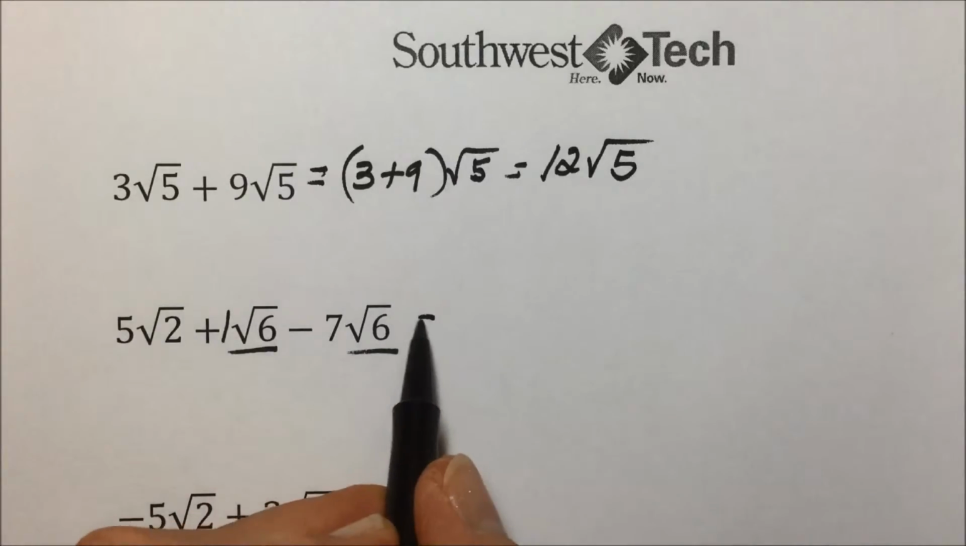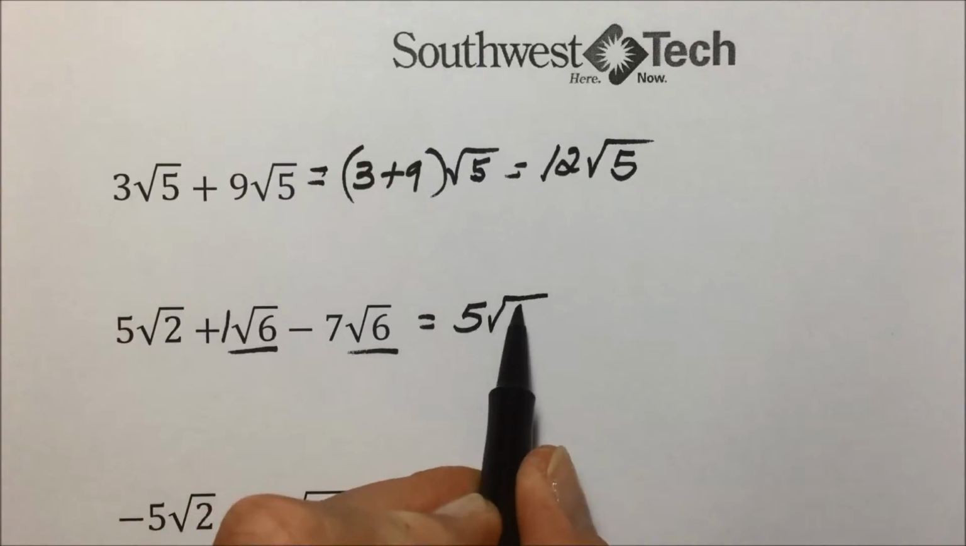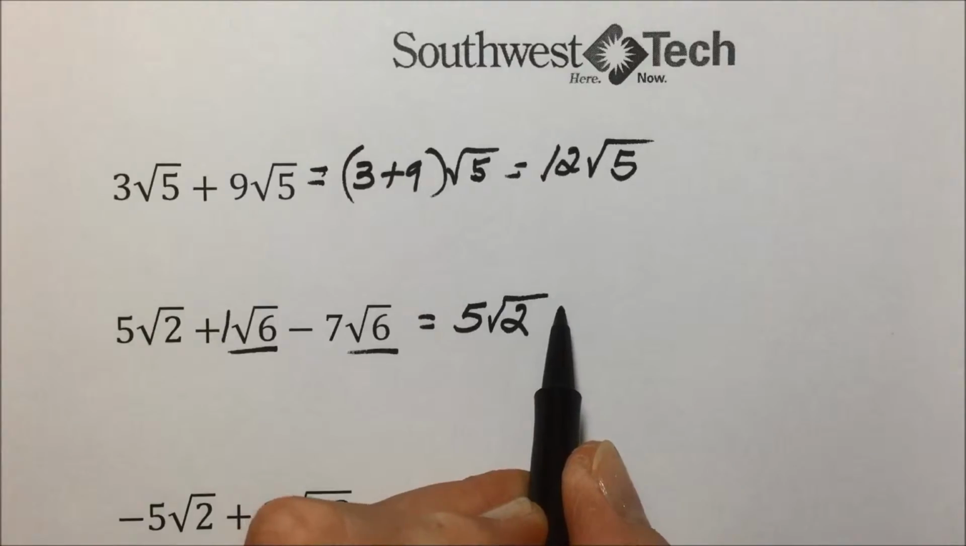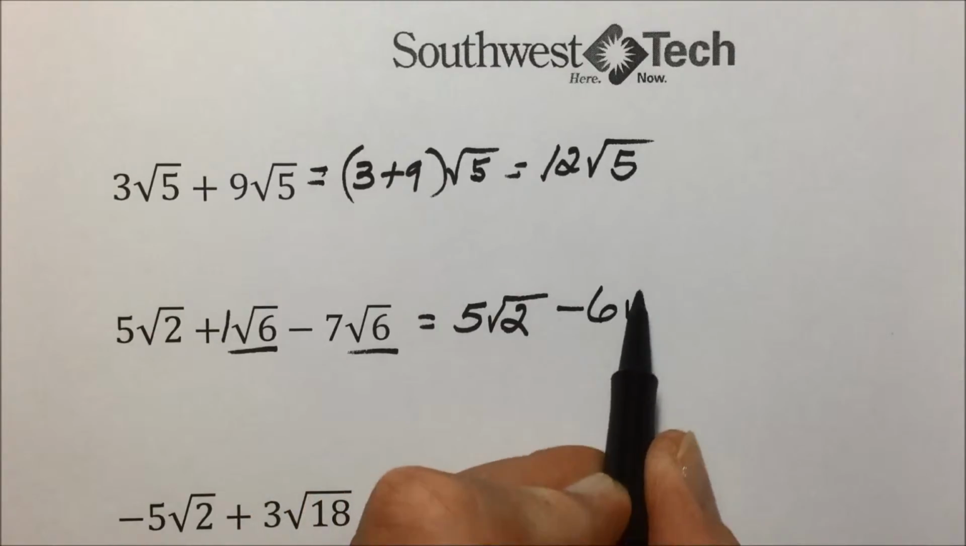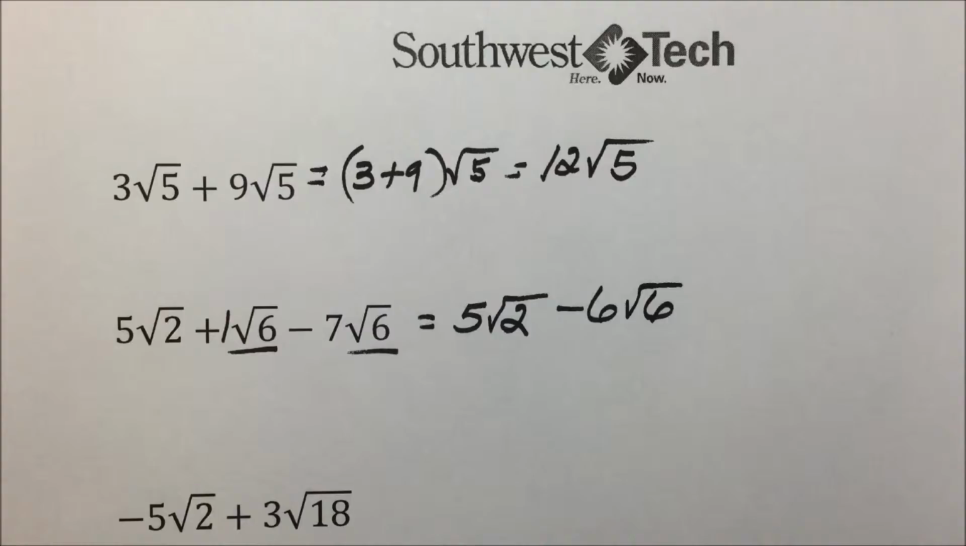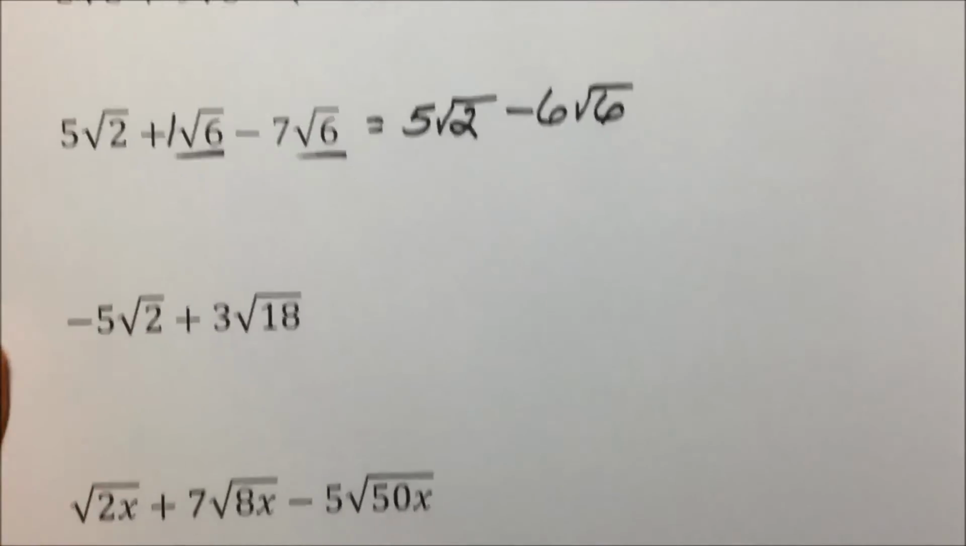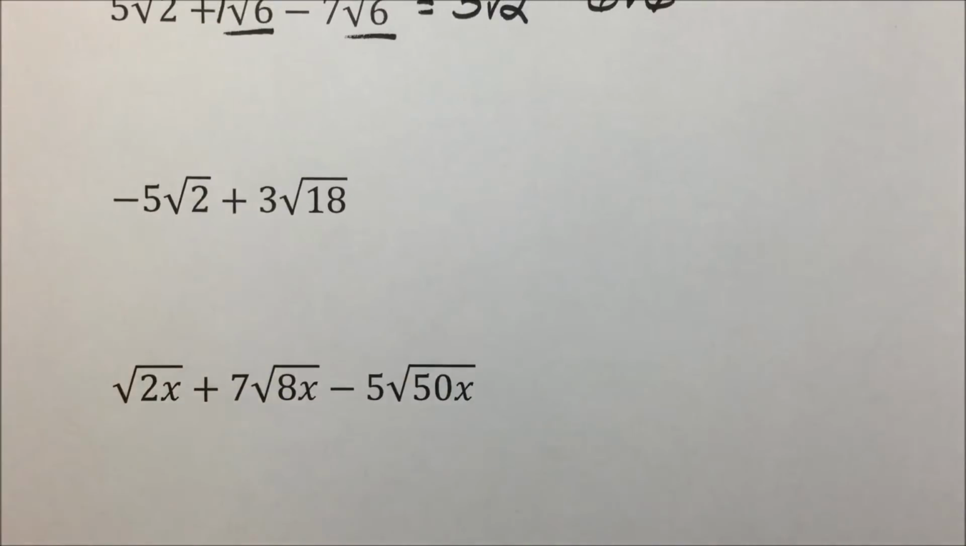along with the 5 times the square root of 2. So 5 times the square root of 2, either plus a negative or just minus 6 times the square root of 6 is the simplification of that radical expression. On first inspection, this next example doesn't look like these are similar radicals, but our ability to simplify radical expressions can help us to find like radicals, even when at first it may appear that there are none.